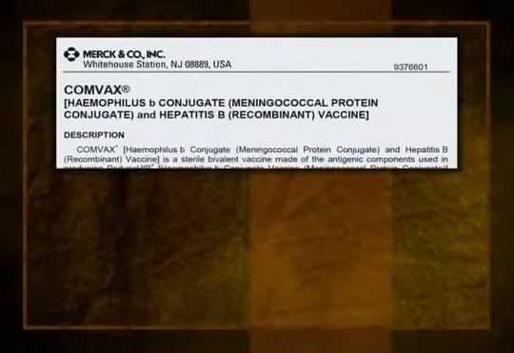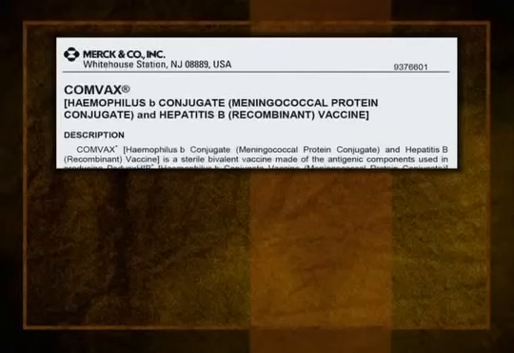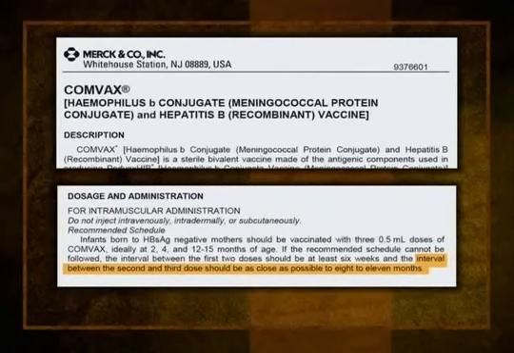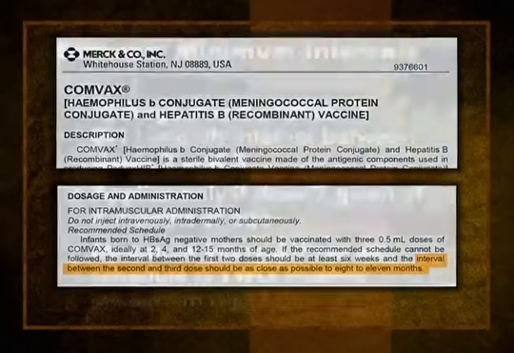One of the most common questions we receive about Comvax concerns the interval between doses, particularly the second and third doses. The confusion is caused by the wording on this issue in the package insert. This is the Comvax package insert. In the section on dosage administration, there's a sentence that says the interval between the second and third dose should be as close as possible to 8 to 11 months. Some providers have interpreted this to mean the minimum interval is 8 months between the second and third doses. This is not the case.